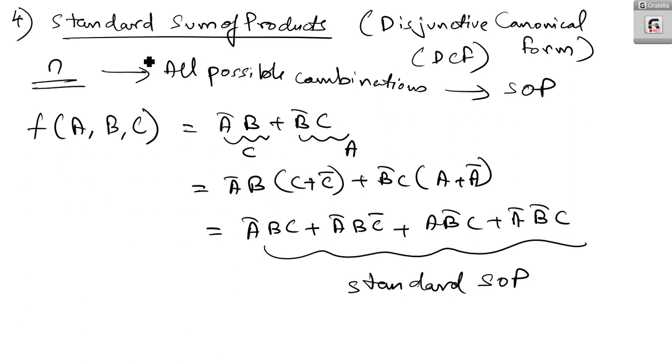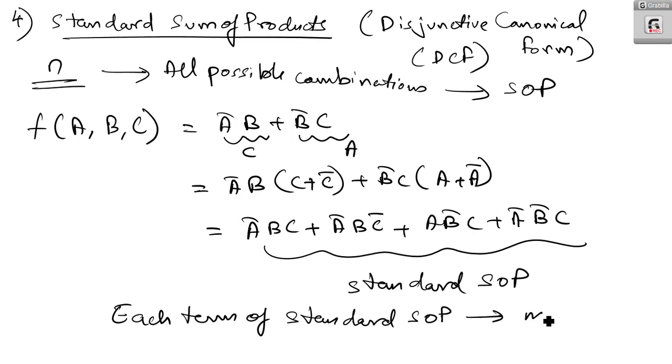Now if you are considering each term of standard sum of products form, each term of the standard sum of products form is known as a min term. Okay, so there is a general definition of min term. How to represent these min terms, I will take shortly. In the next step, I will show how to represent a min term.